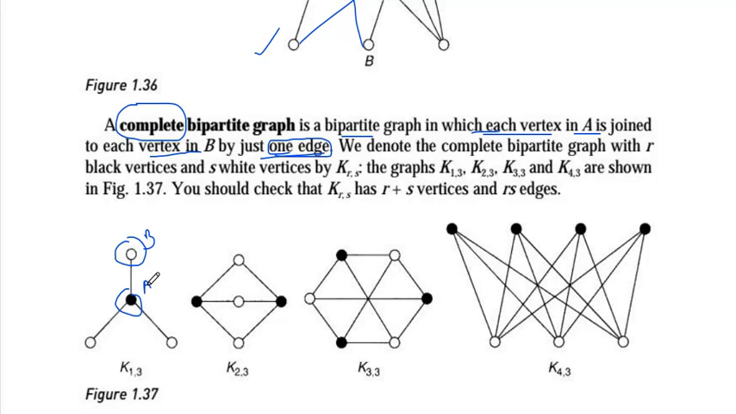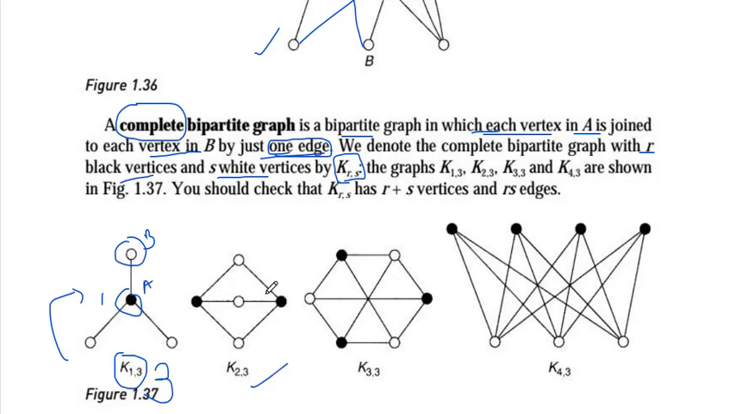Okay, so we can denote the complete bipartite graph with R black vertices and S white vertices as K_RS, like this. First of all we have to write down the black vertices and then the white vertices. Here, black vertices number 1 and white vertices number 3, so this graph is K_1,3.